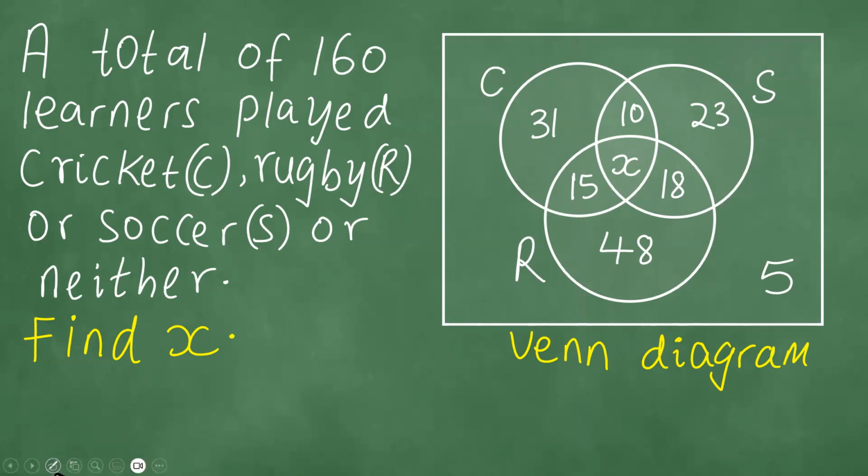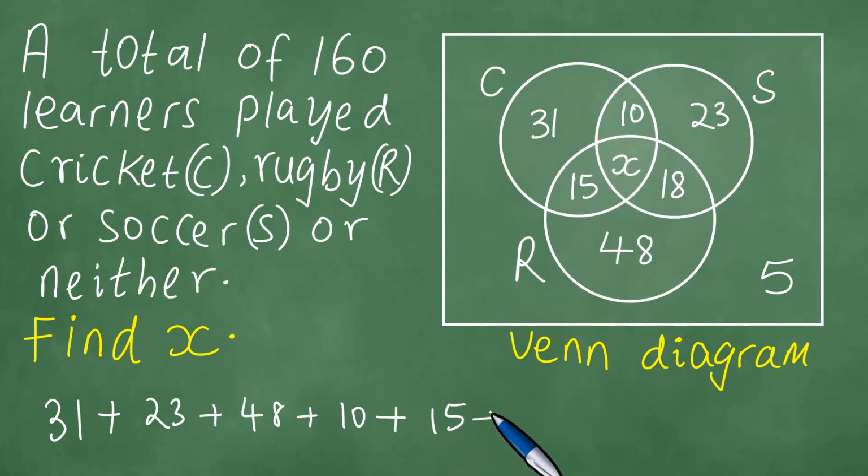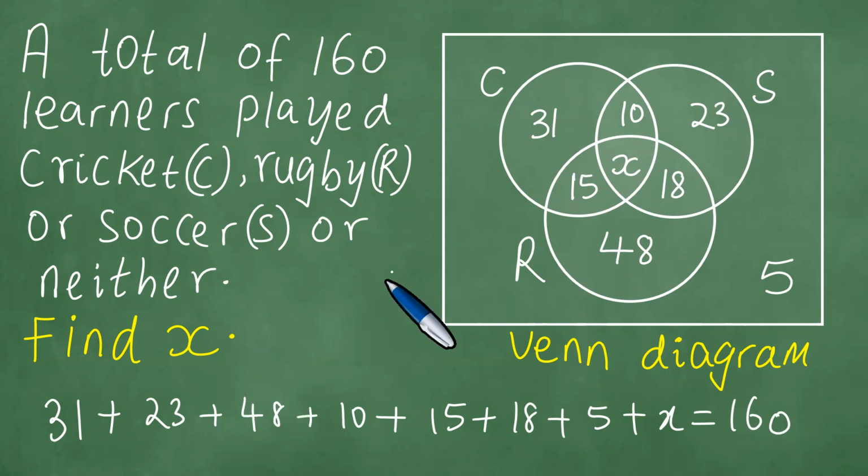First things first, we need to take note of the fact that to find X, we need to use the following equation. We start as follows and say 31 plus 23 plus 48 plus 10 plus 15 plus 18 plus 5 plus X equals 160. Check this carefully and realize that we have taken 31, added to 23, added to 48, added to 10, added to 15, added to 18, added to 5, added to X, and the sum is 160.